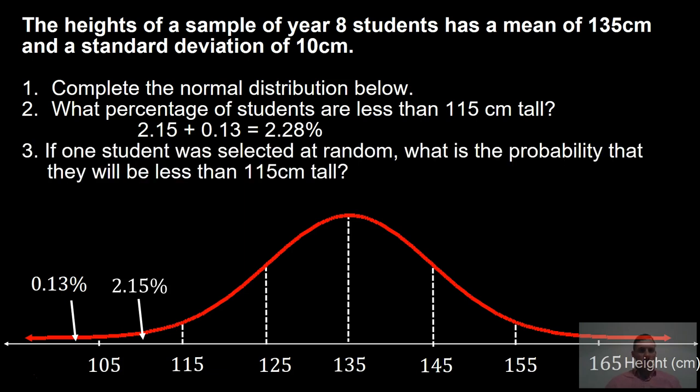If one student was selected at random, what is the probability that they will be less than 115 centimeters tall? What we can do is we can convert our percentage to a probability. We divide by 100 and we get a probability if one student was selected of 0.0228.